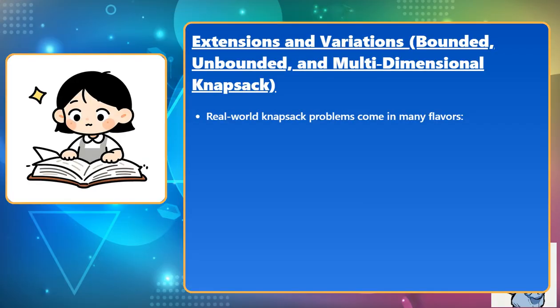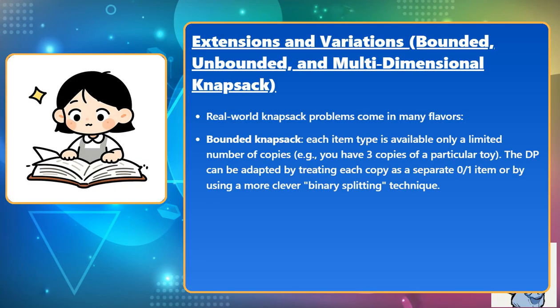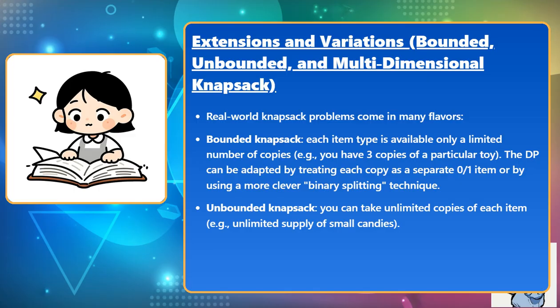Real-world knapsack problems come in many flavors. Bounded knapsack: each item type is available only a limited number of copies. For example, you have 3 copies of a particular toy. The DP can be adapted by treating each copy as a separate 0-1 item or by using a more clever binary splitting technique.